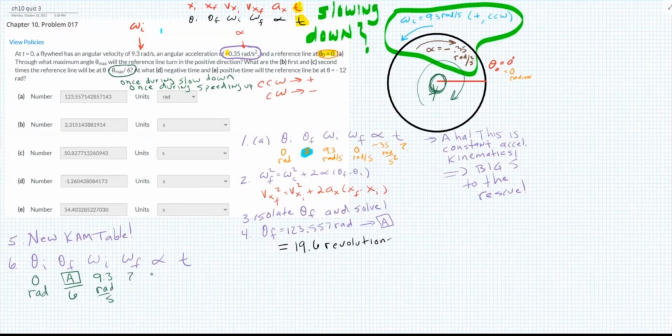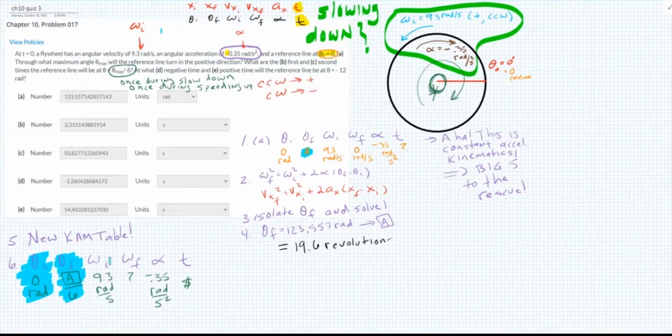I do know this. It's constant acceleration kinematics. So that's negative 0.35 radians per second squared. That's step 6. I just want to be careful, so I'm going to go back and double check myself. I am starting from scratch, starting at the starting line. When do I get 1/6 of my max value, both on the slowing down phase and again on the speeding up phase?